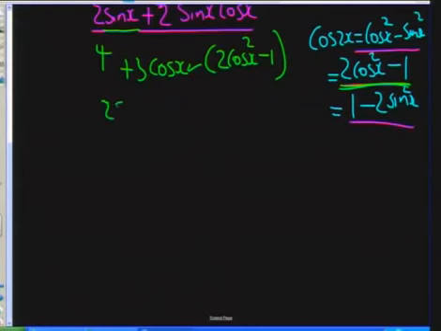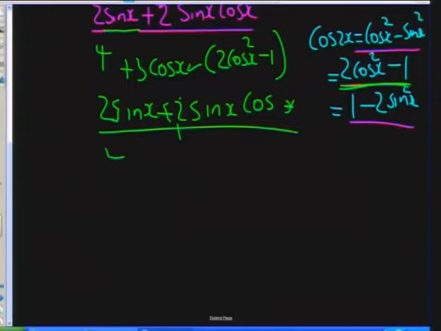So I have 2 sine x, plus 2 sine x cos x over 4 plus 3 cos x, distribute the minus, I get minus 2 cos x squared plus 1. Okay, so distribute the minus there, then I try to add like terms.